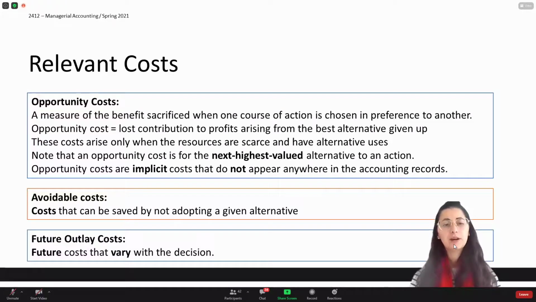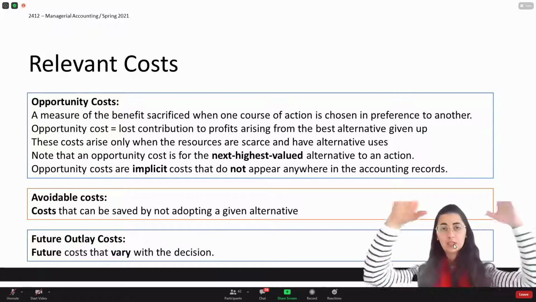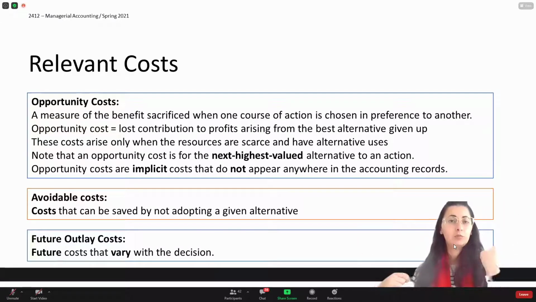So these costs arise only when we have scarce resources. Because if we can produce as much as we want, we can produce and sell A plus B plus C. We don't have an opportunity cost. Only when we have scarce resources and we have to make these options between producing and selling one or the other, we consider the opportunity cost.